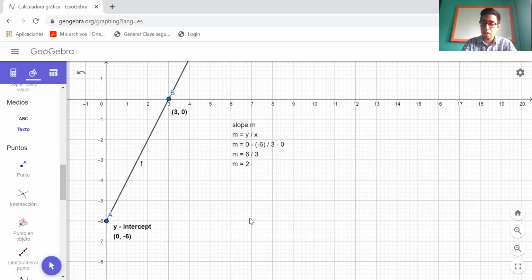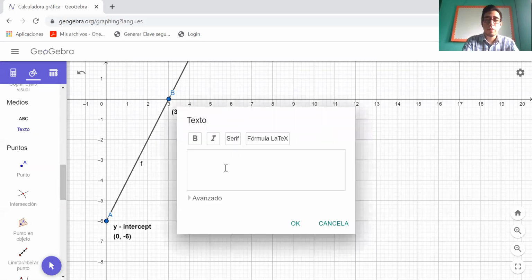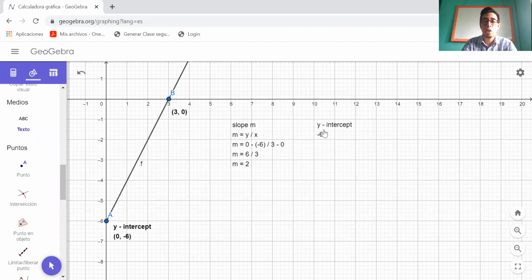We need to find the y-intercept, but we already know what the y-intercept is. I'm going to write the line in here. The y-intercept is the initial point. The y-intercept is negative 6, is what I have in here when the graph touches the y-intercept. I'm going to use these facts to complete my equation.